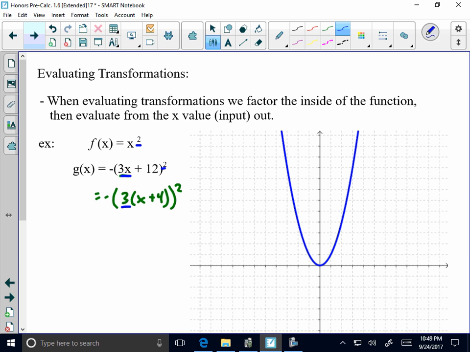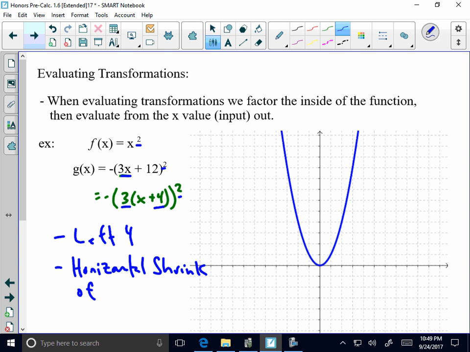But right here, what we want to do is keep that inside the function and then evaluate the transformations from x out. So the first transformation we're seeing is left 4, from the addition of 4. Then we can talk about the multiplication of 3, which is inside the square, and that's going to be a horizontal shrink.